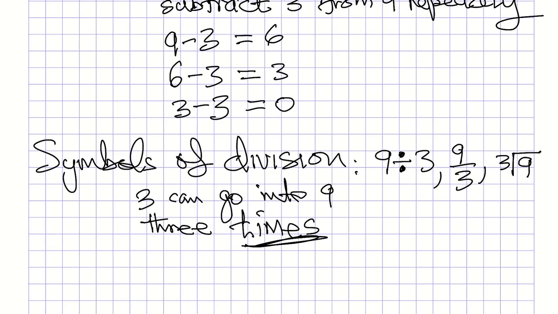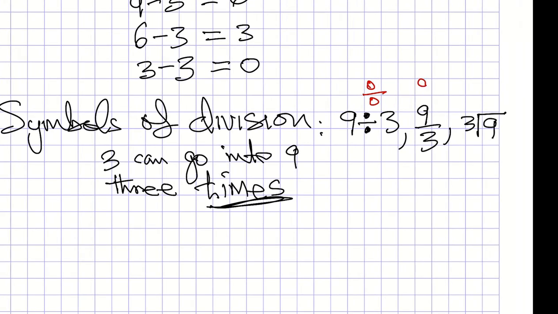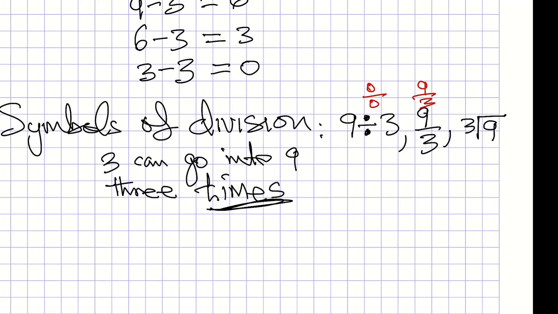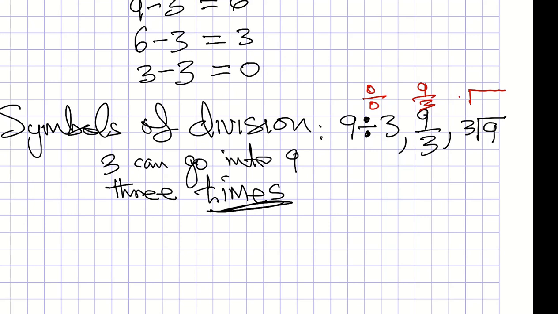The symbol, this thing here, means division. See, 9 divided by 3, that's how you write that. Or you can say 9 over 3, that's how you write that. Or you can say, you draw this thing here, that's a symbol of division. You put 3 here, and you put 9 inside that, then you perform the operation of division.